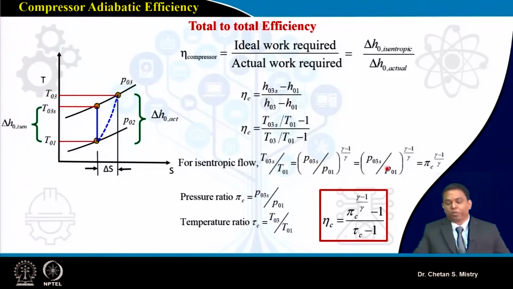So here P03s by P01 is what I am writing as my pressure ratio. If I put this together, it gives my adiabatic efficiency. People sometimes call that the total to total efficiency for the compressor, and it is a function of my pressure ratio and temperature ratio. So this is the correlation we use for defining the adiabatic efficiency of our compressor.